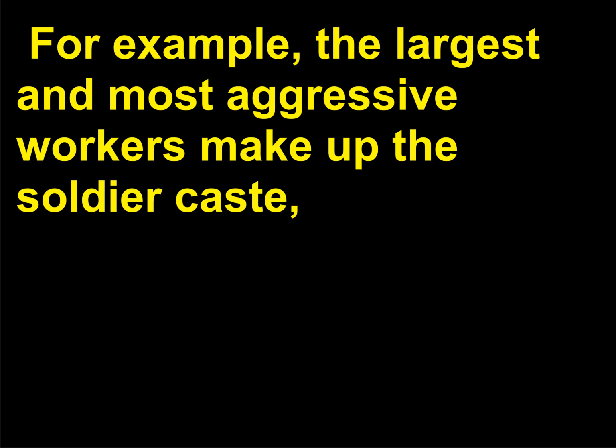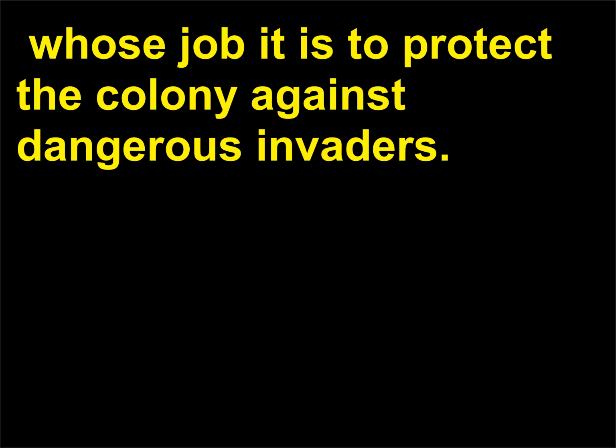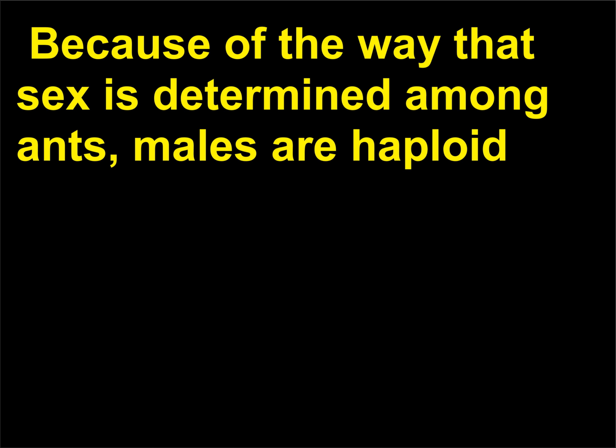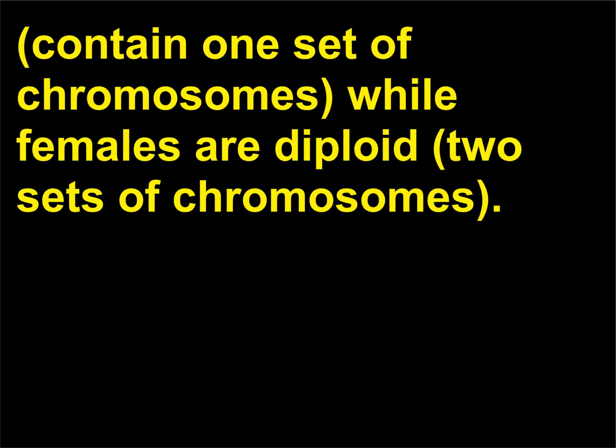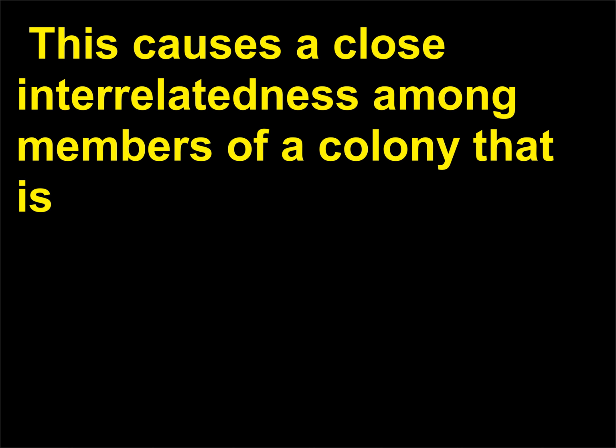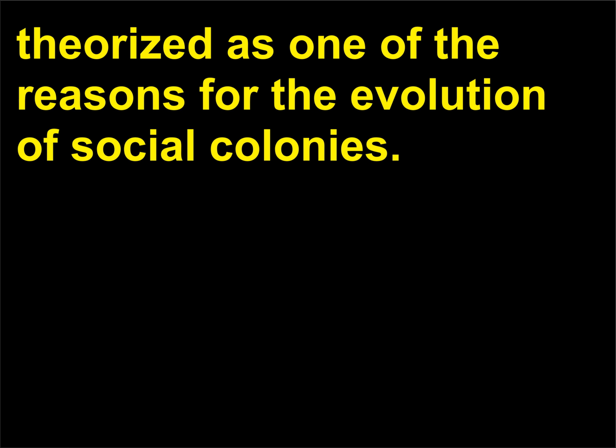For example, the largest and most aggressive workers make up the soldier caste, whose job it is to protect the colony against dangerous invaders. Because of the way that sex is determined among ants, males are haploid, containing one set of chromosomes, while females are diploid, with 2 sets of chromosomes. This causes a close interrelatedness among members of a colony that is theorized as one of the reasons for the evolution of social colonies.